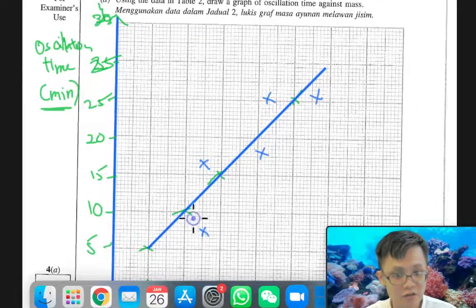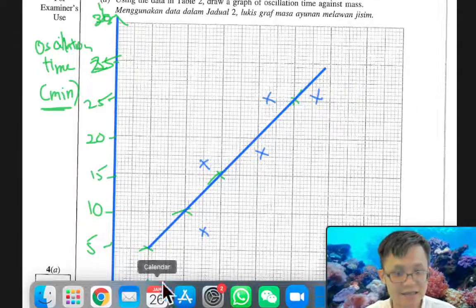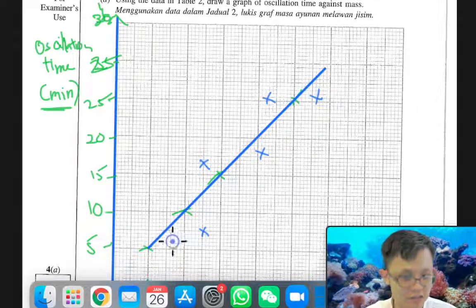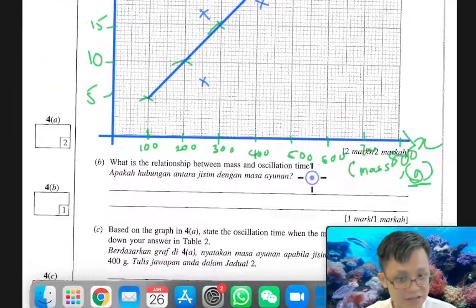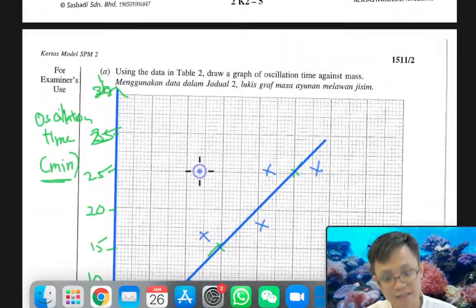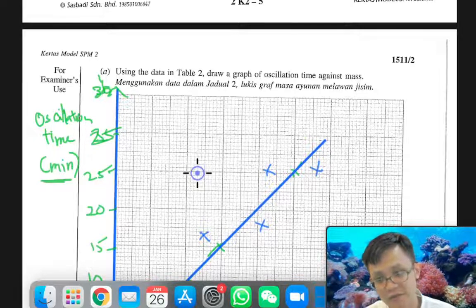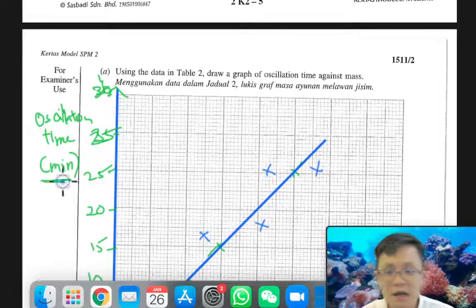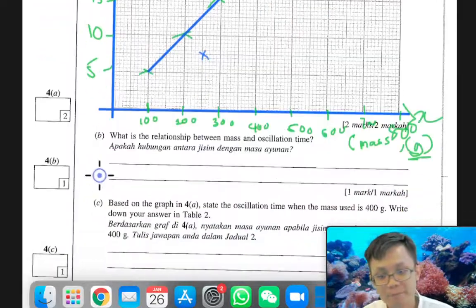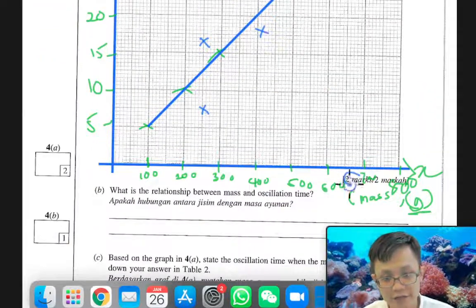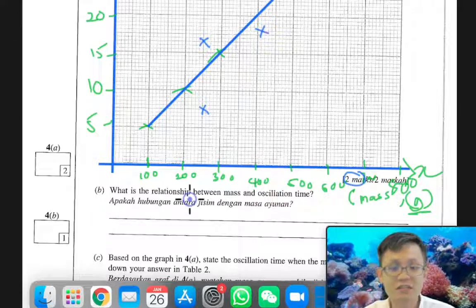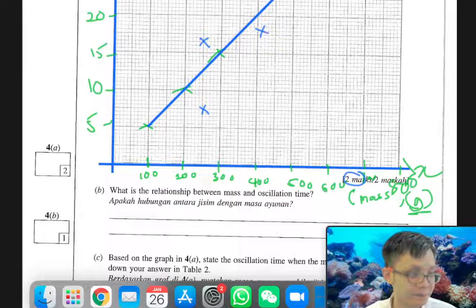So you no need to draw zigzag. It's confusing to the reader. Just draw a straight line, and it shows if this increases, this increases. That's the main objective of a research paper. Okay, so we got a straight line, and you got all the units properly, you will get 2 marks. What is the relationship between mass and oscillation time?